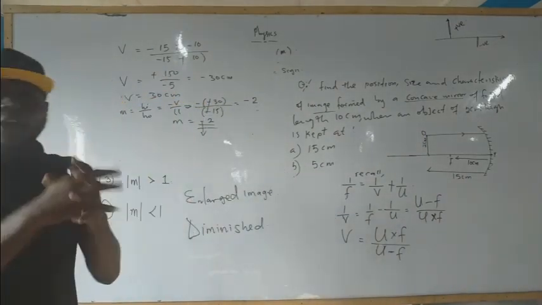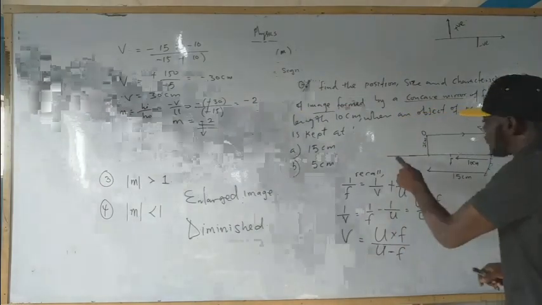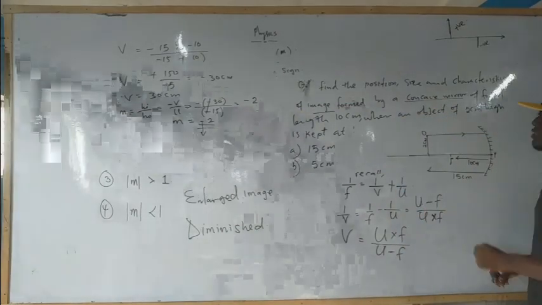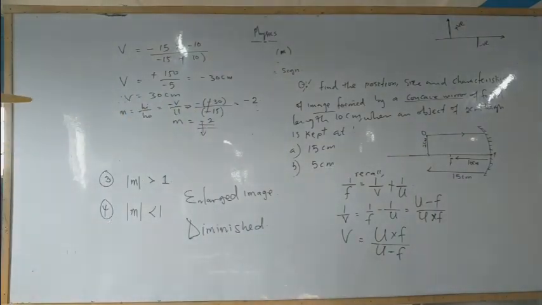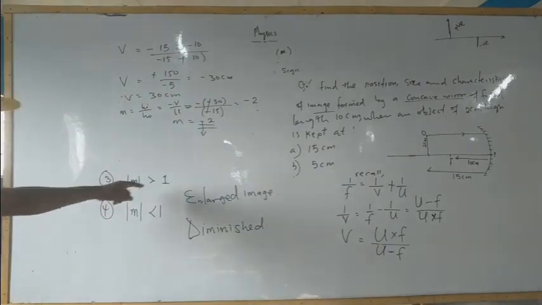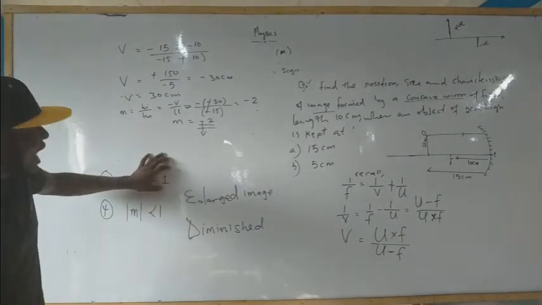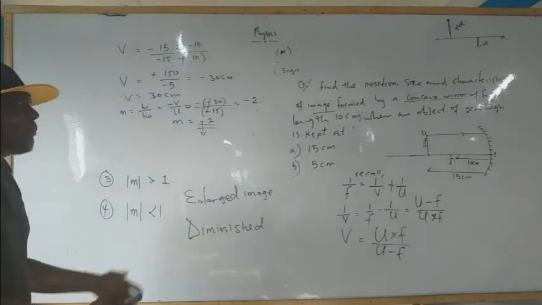Number 2, it will be real in a sense that the image is located at the front of the curved mirror. Number 3, what can we deduce from there again? The magnitude of the magnification is 2, which is greater than 1. Since it's greater than 1, we'll be having an enlarged image.